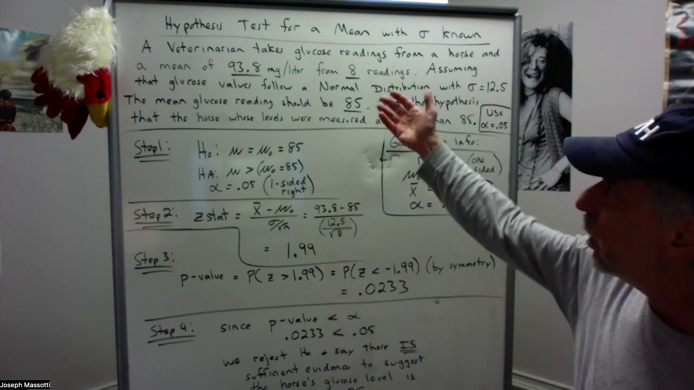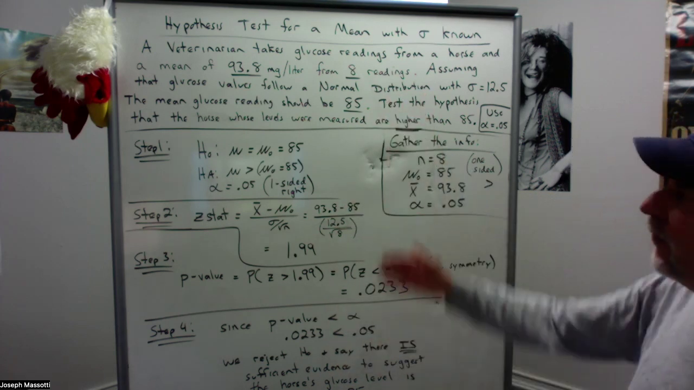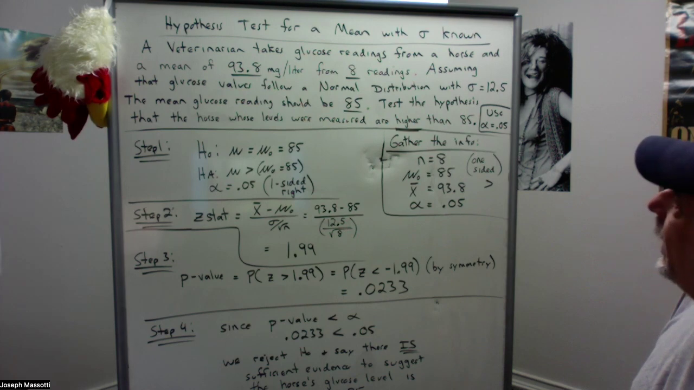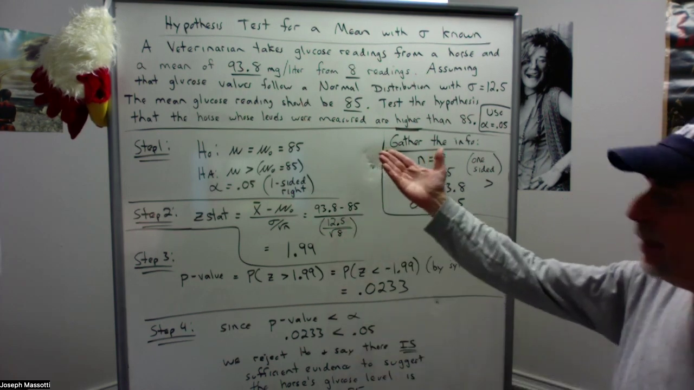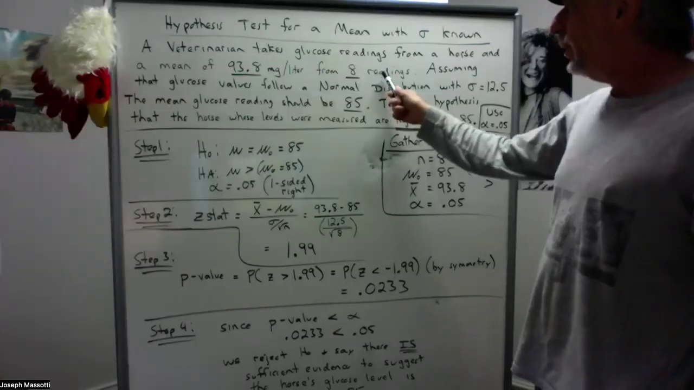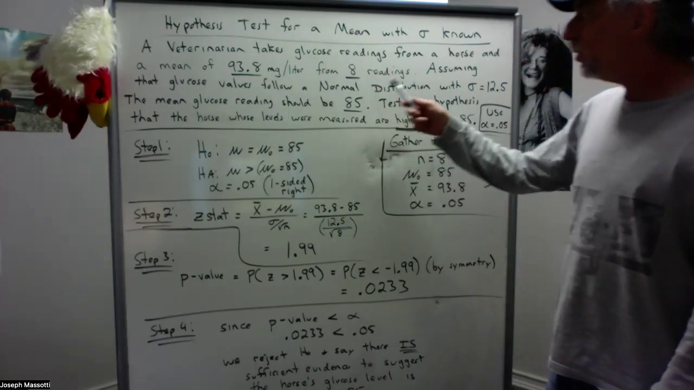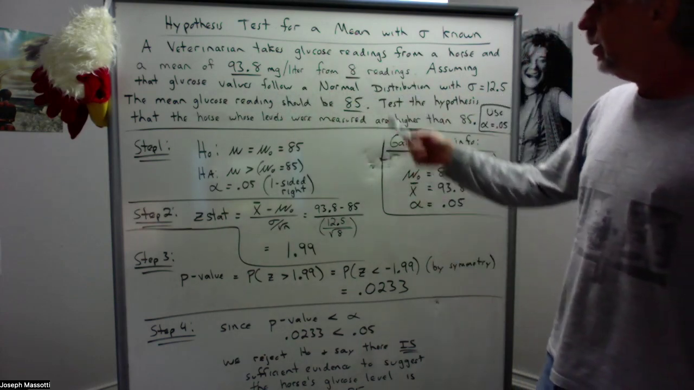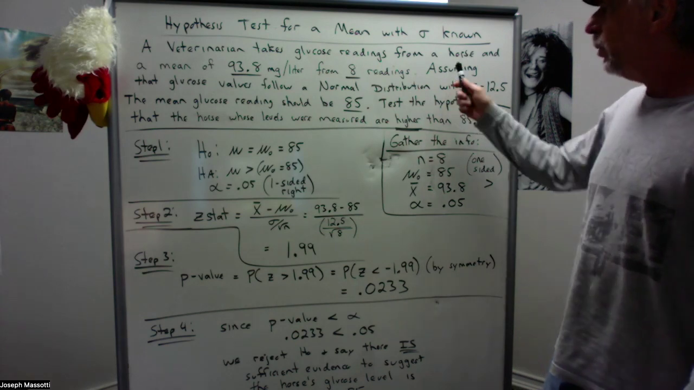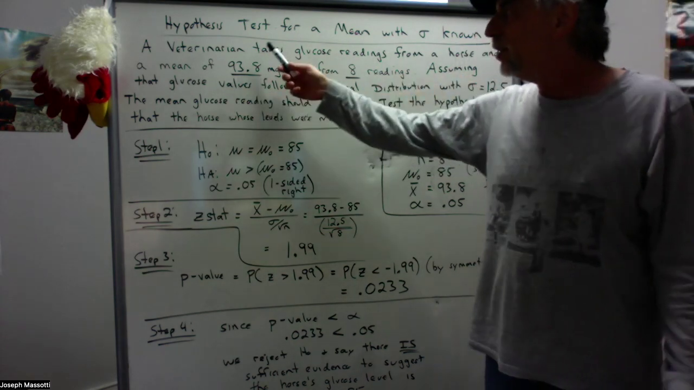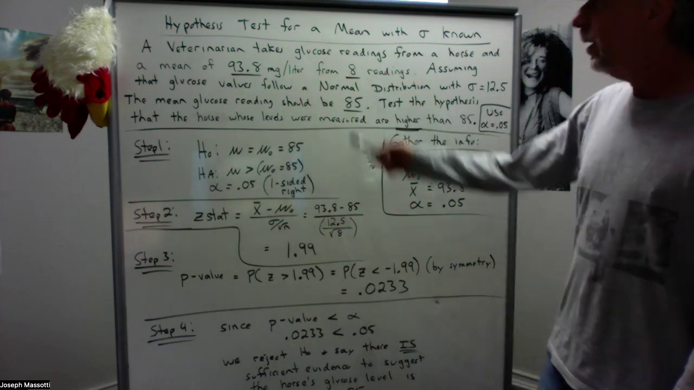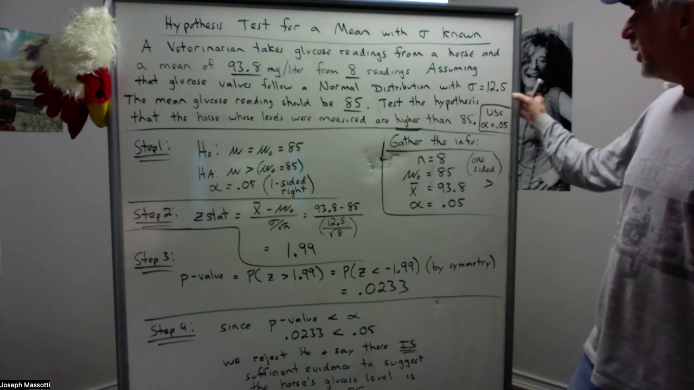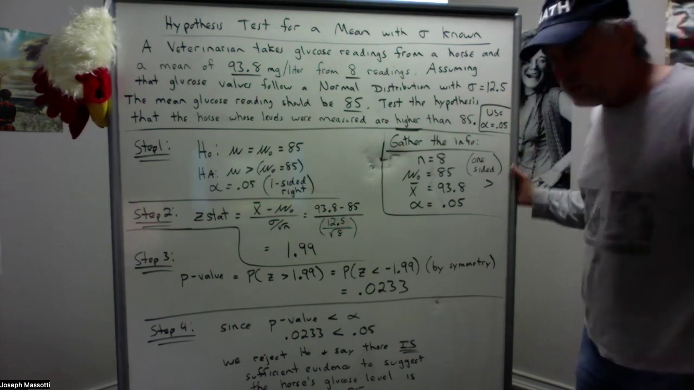So here, we're looking at this situation. We have a veterinarian taking glucose readings from a horse and getting a mean of 93.8 from 8 readings. Now, this is a very small sample, so we have to assume that the glucose readings follow a normal distribution, right, because of that small sample size. But we will assume that. We will assume that the glucose readings of all horses, or at least horses of this type, follow a normal distribution, and we're going to assume that we know the population standard deviation here of 12.5.